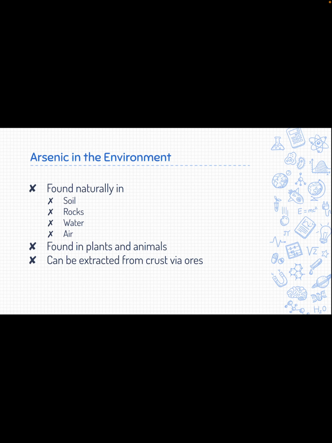So now arsenic in the environment. This is going to be found in soil, in rocks, in water, and even in air. In Earth's crust, it's going to be about 5 parts per million. Generally in nature, arsenic is going to be combined or bonded with oxygen, chlorine, or sulfur.